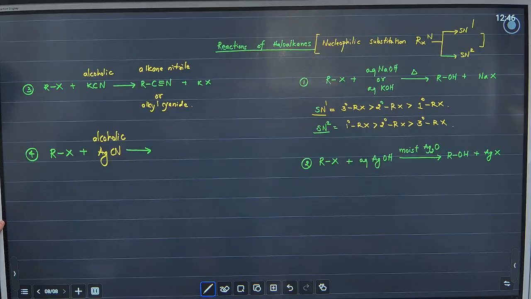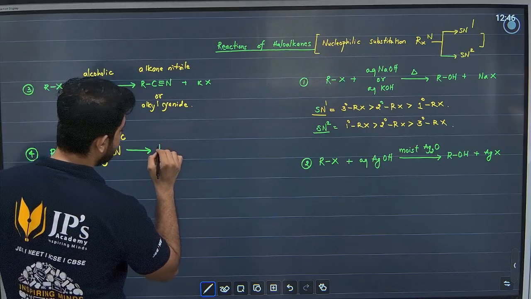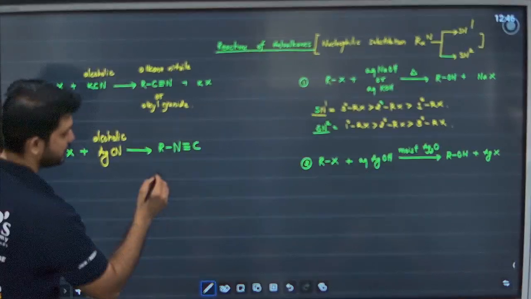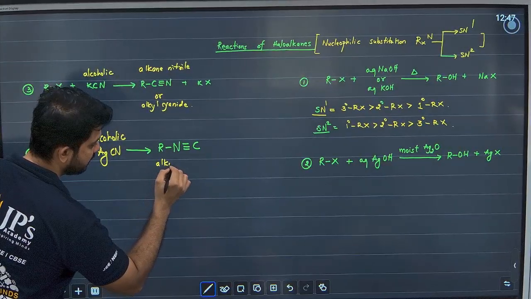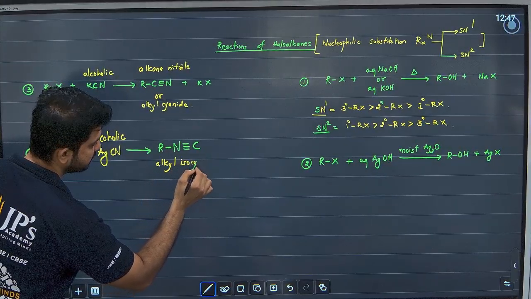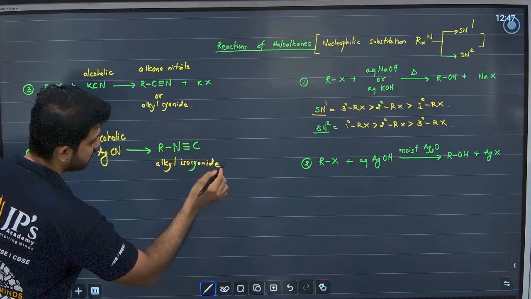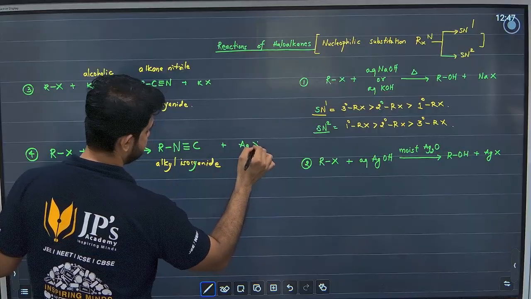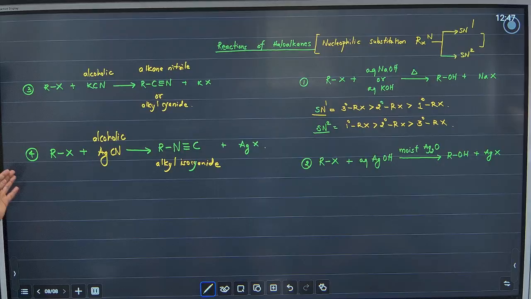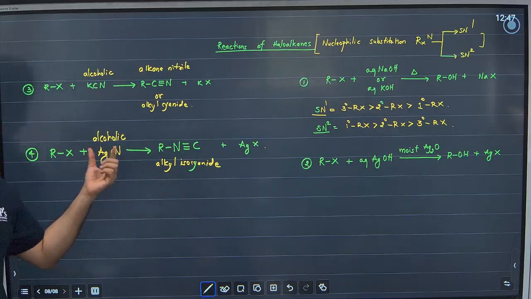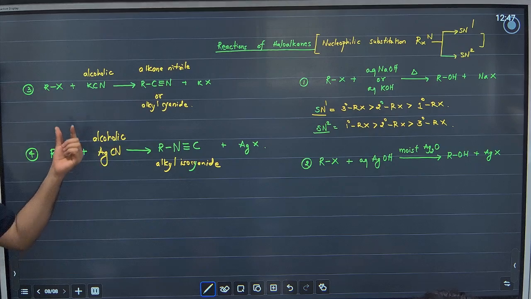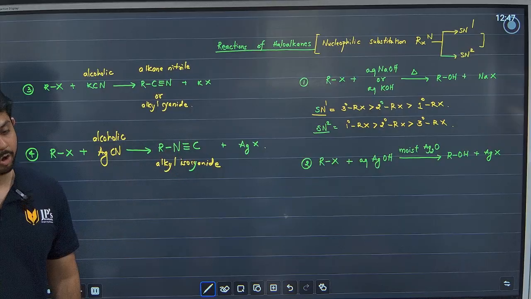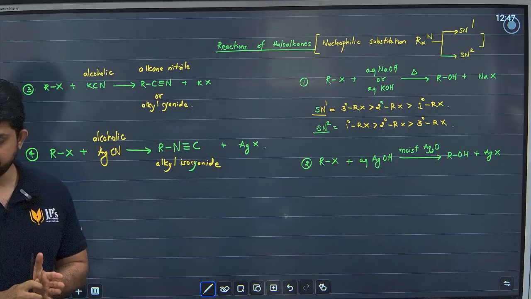What do you get here? RNC. Excellent. Alkyl isocyanide plus AgX. So why are we getting isocyanide in case of AgCN? And why are we getting alkyl cyanide in case of alcoholic KCN? Yeah, we need to really understand this.